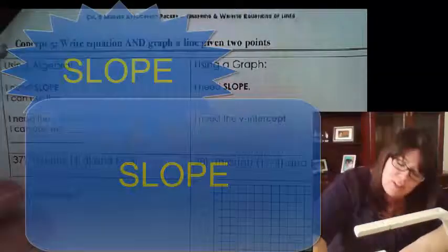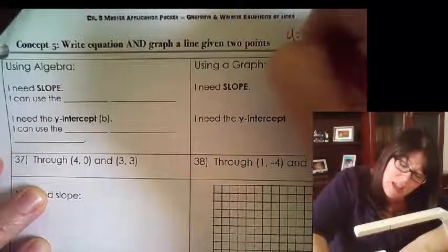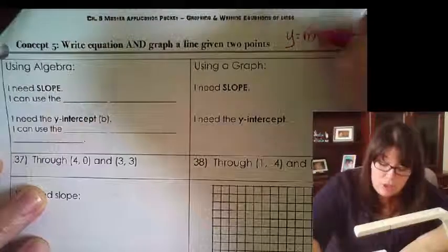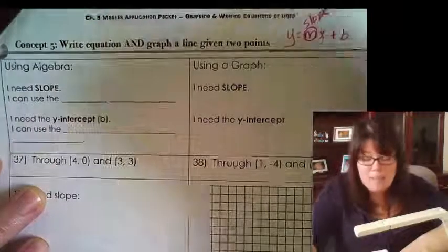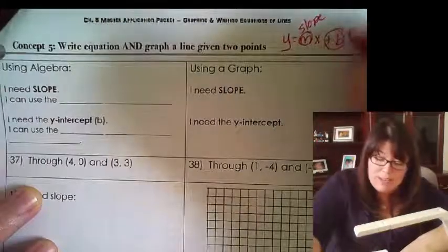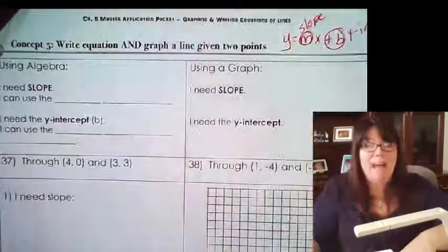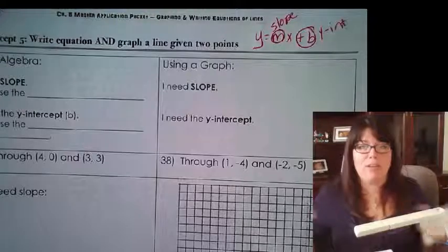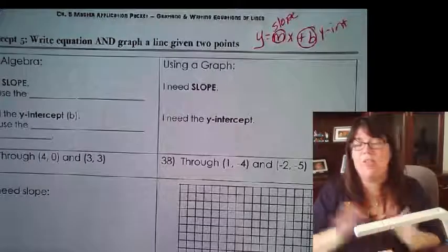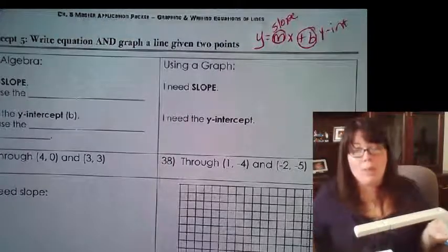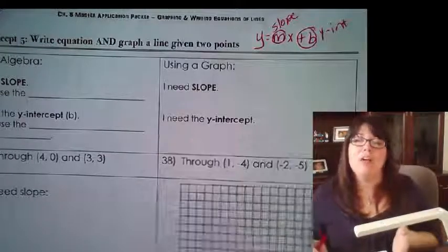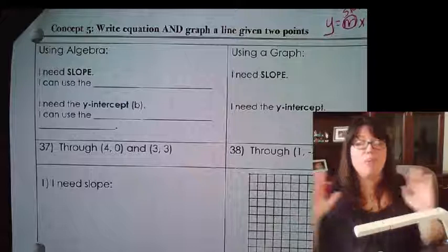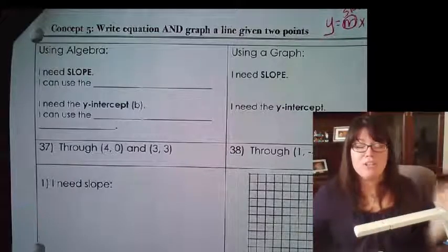Why? Because that's your equation, y equals mx plus b, where m is your slope, so you need that, and b is your y-intercept, so you need that. So if you can remember in your head, that's all you're ever looking for with these types of equations. What is my slope? What is my y-intercept? And how can I use the things that this problem has given me to find those two things? Then you will be just fine, okay? So let's take a look.